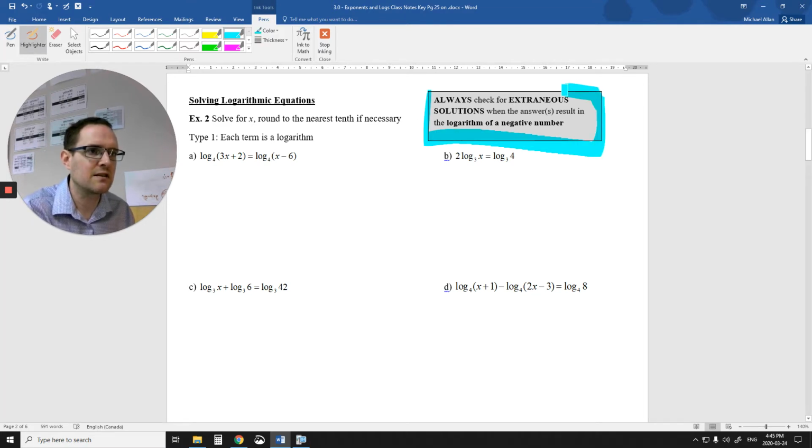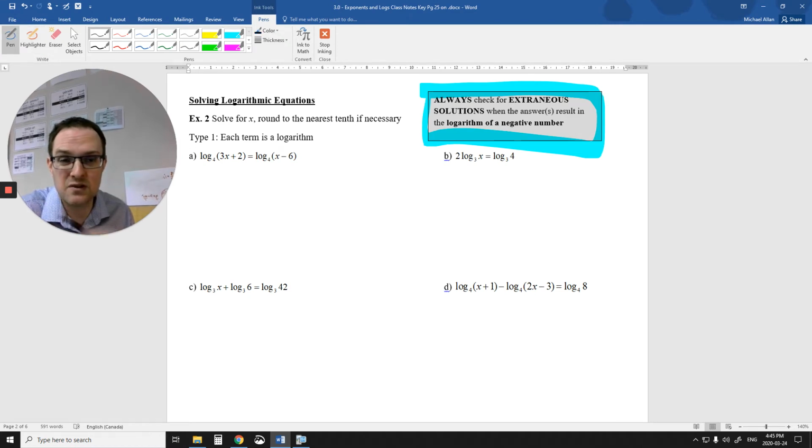always check to see if our answer makes sense. Because remember, sometimes you take the square root or the square or something, you might be adding an answer that actually doesn't make sense in the original solution or the original equation. So we get something called an extraneous solution.